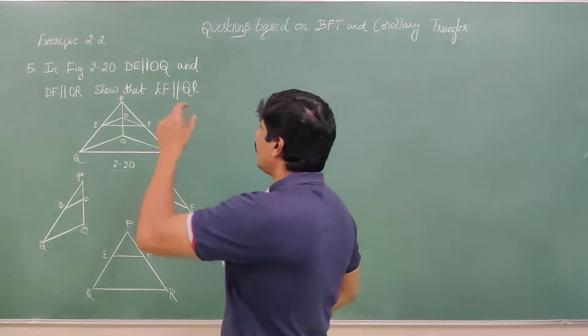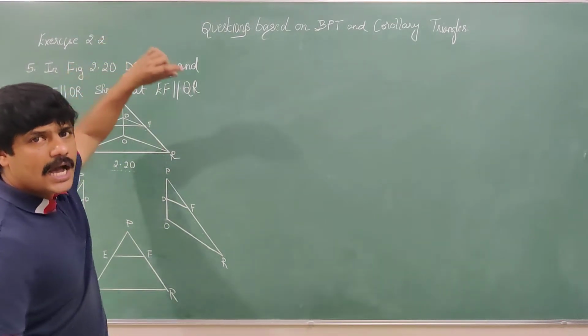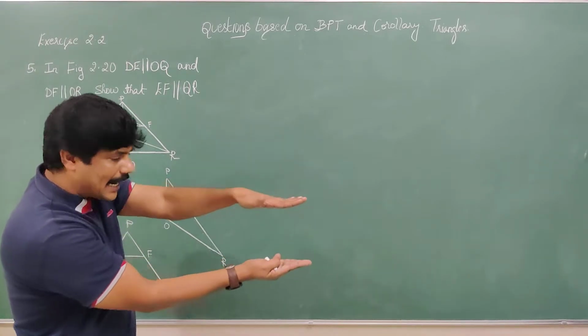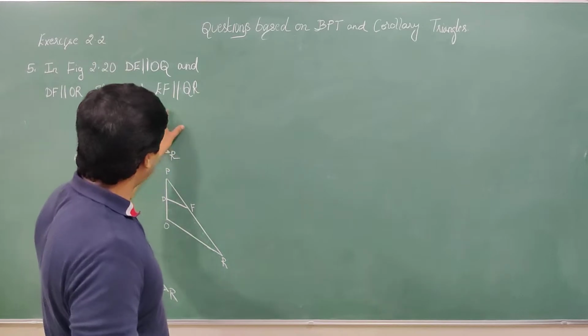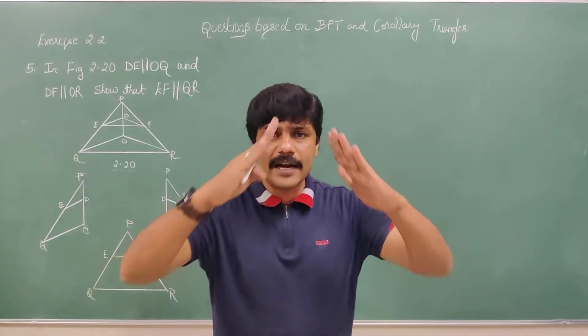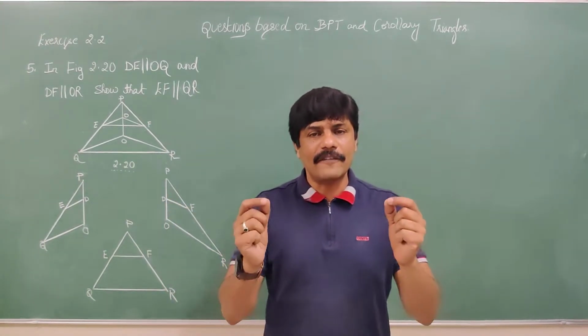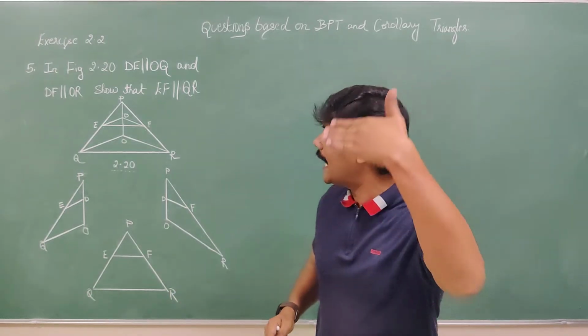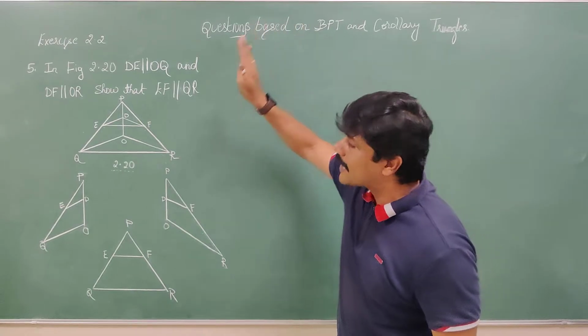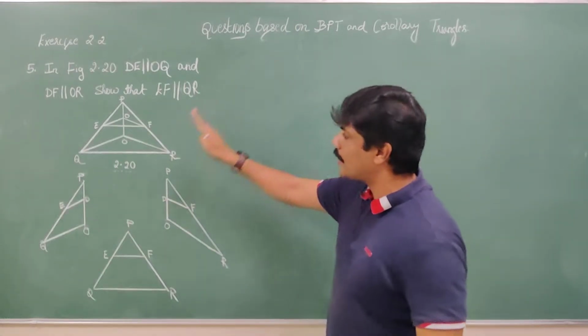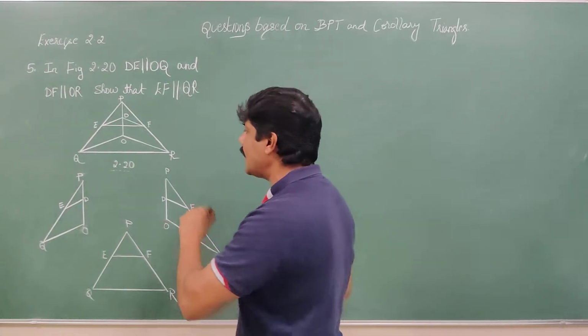See here, if a line is parallel to a side of a triangle, then it divides the other two sides in the equal ratio. That is one. If a line divides the other two sides of a triangle in the equal ratio, then that line is parallel. Based on the converse of BPT, we are going to prove this. First, we will apply BPT directly.